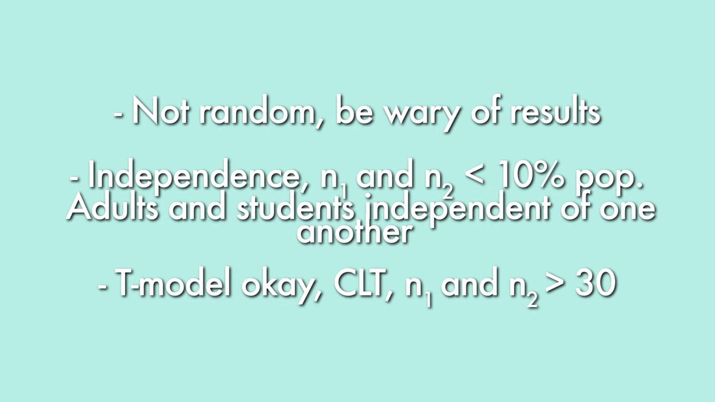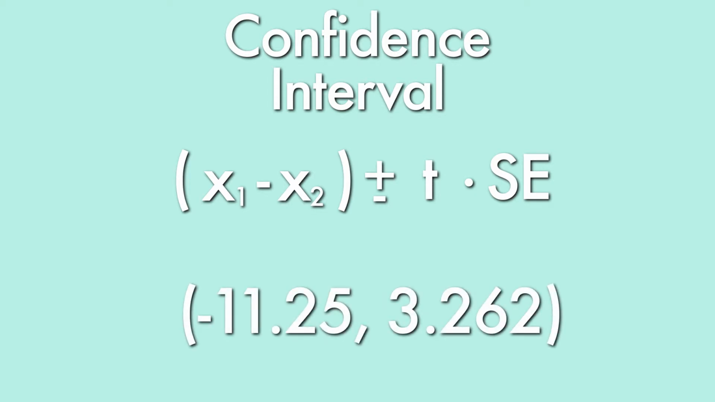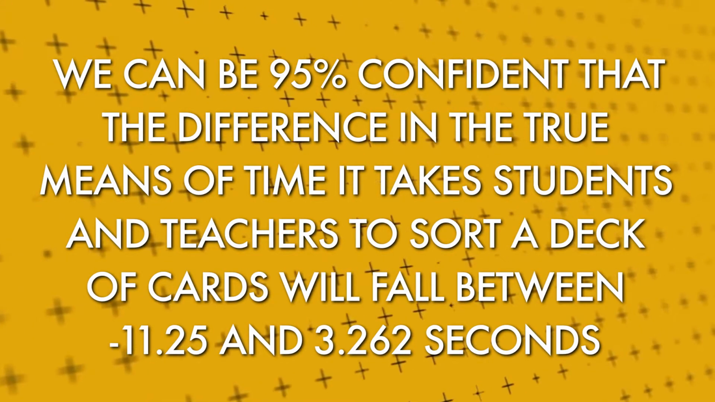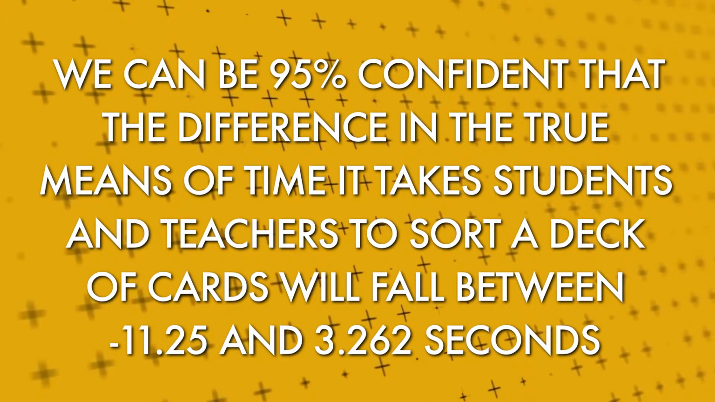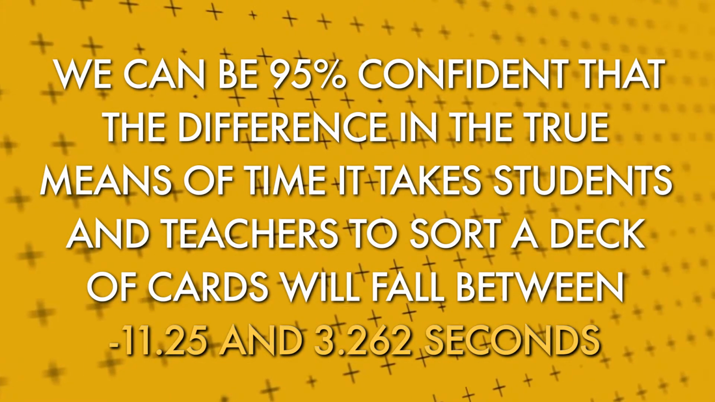Another way to test our hypothesis is through a t-interval at 95% confidence. Using the same conditions from the previous test, we can find the standard error and then use the confidence interval formula for a two-sample t-interval that you see on screen, which produces an interval of negative 11.25 to 3.262 seconds. Therefore, we can be 95% confident that the difference in the true means of time it takes students and adults to sort a deck of cards will fall between negative 11.25 and 3.262 seconds.